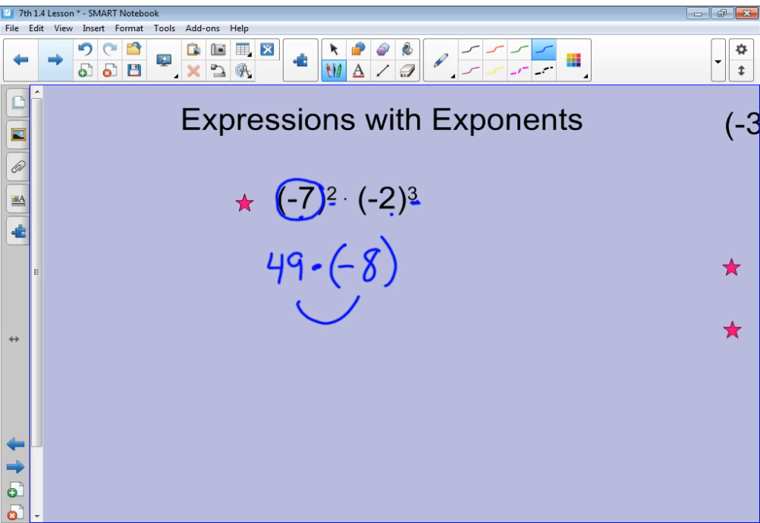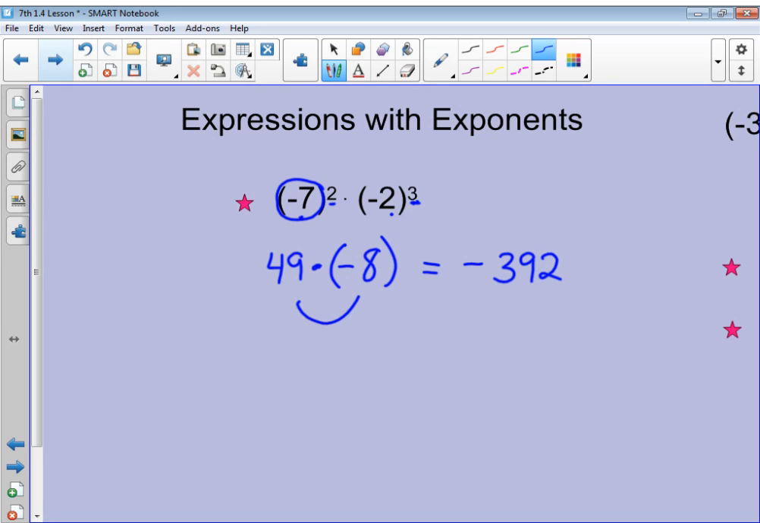So when I look at my original factors, hey, it kind of looks like a smiley face. I have 1 negative, so my answer is going to end up being a negative answer. And then 49 times 8 gives me 392.